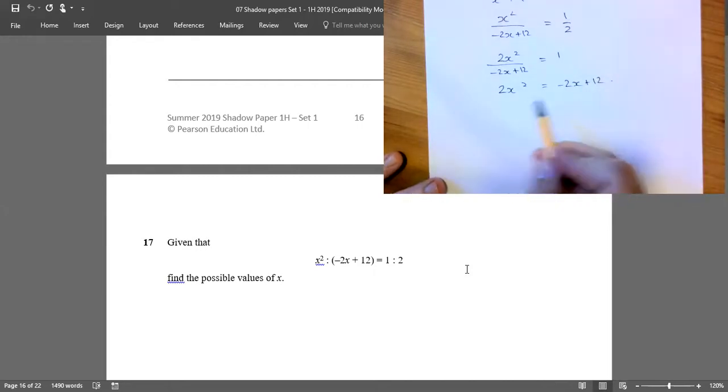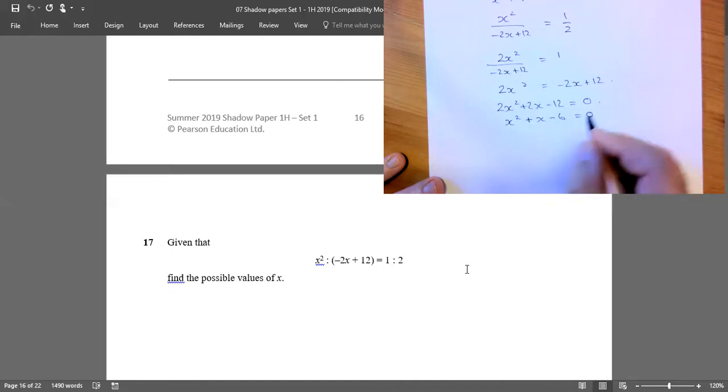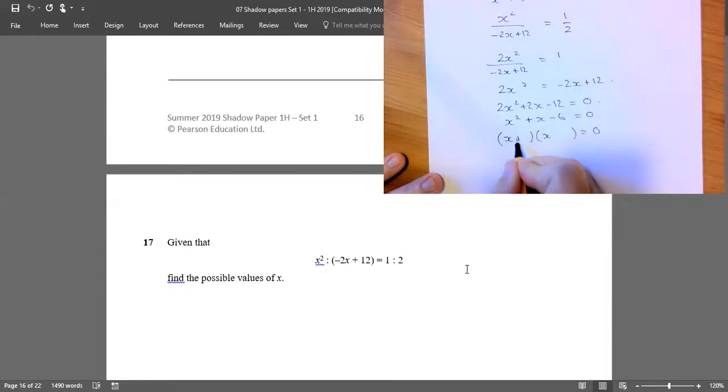So it's starting to look a little bit like a quadratic. Let's take everything to the left-hand side. 2x squared plus 2x minus 12 equals 0. I notice that everything can be divided by 2, so x squared plus x minus 6 equals 0. Factorize. The numbers multiplied together give you a negative, so there must be a positive and a negative. Added together they give you a positive, so the positive number must be the bigger number. So x equals minus 3 or x equals 2.